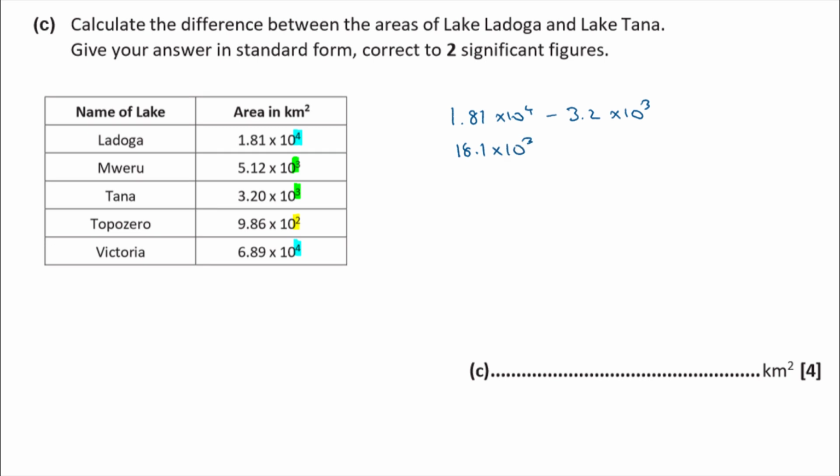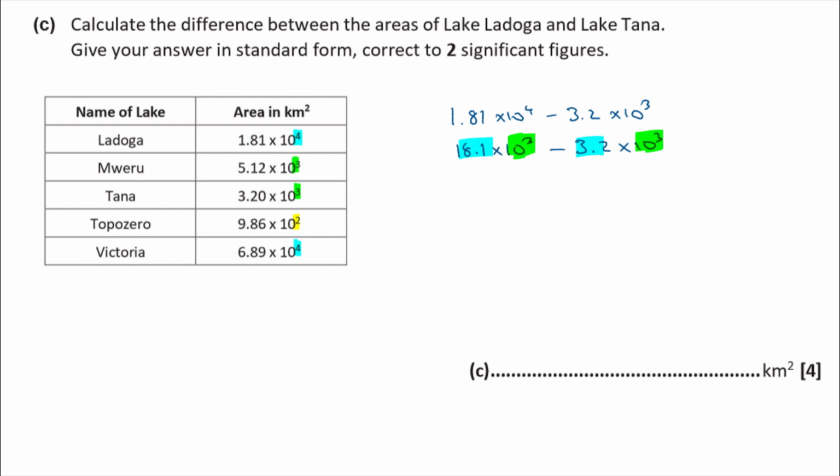So I've kind of taken a 10 out of the power and stuck it in with the mantissa at the front. Then I've got 18.1 times 10 to the 3 minus 3.2 times 10 to the 3. Now these two are of the same magnitude, so I can go ahead and subtract the mantissa parts from each other. So 18.1 subtract 3.2.